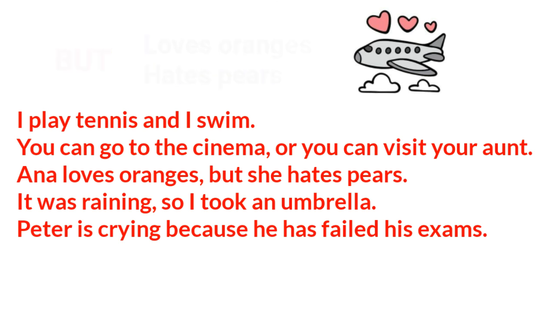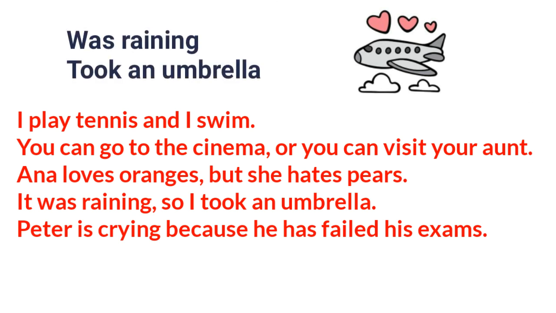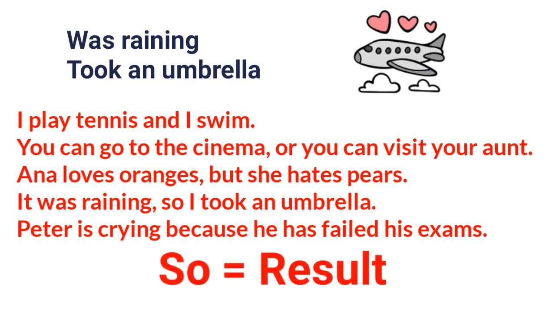Look at the next sentence. It was raining, so I took an umbrella. So what's the reason for taking an umbrella? It was raining. Okay. So what's the after effect of raining? I have to take an umbrella. So what's the usage of so? It's used to give out the result of something. Okay. So as a result of raining, I took an umbrella. It was raining, so I took an umbrella.